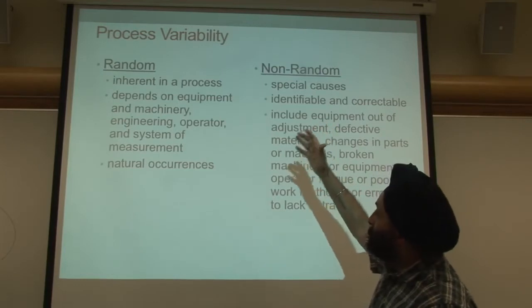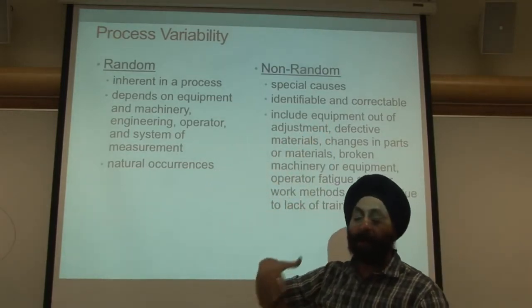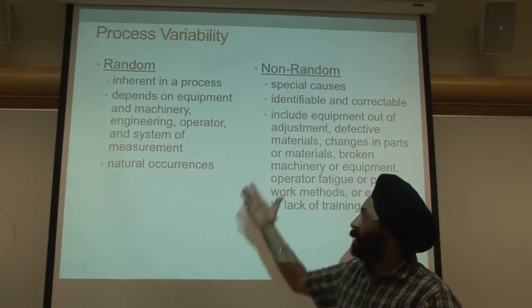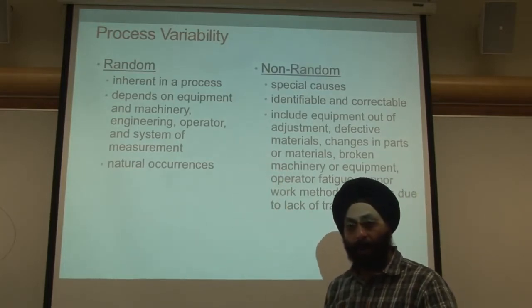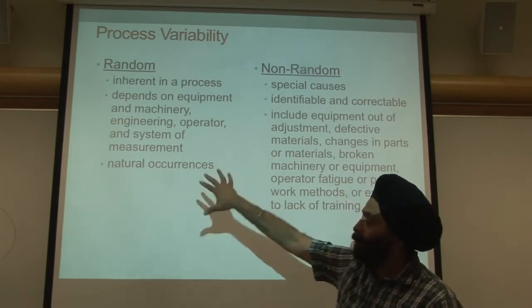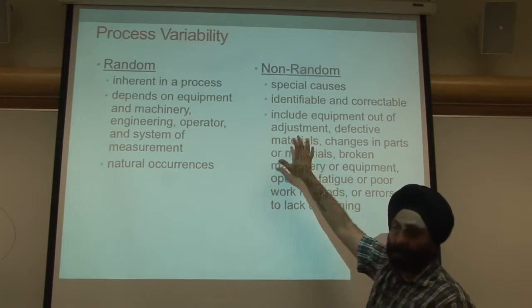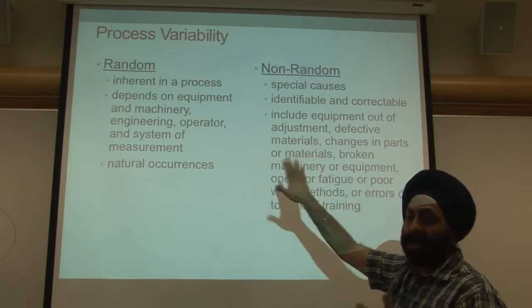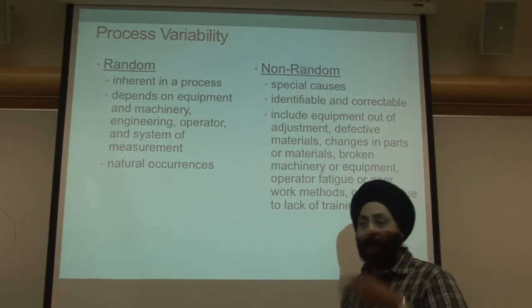This could depend on the nature of the equipment or the machinery or the design of the process, the engineering of it. It could be based on the operators' nuances as well as how you measure things. Whereas non-random aspects, the special causes or assignable causes, are specifically identifiable.